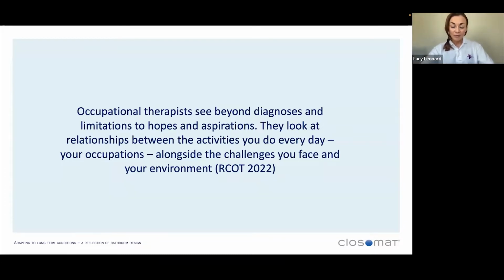Occupational therapists, and this is really important, see beyond diagnoses and limitations to hopes and aspirations. Occupational therapists look at the relationships between the activities you do every day, which are your occupations, alongside the challenges you face and your environment. And I really like that definition, because as an occupational therapist, I think it's really important to understand somebody's diagnosis, because maybe reading their medical history or understanding from the referral what their diagnosis is, you can get to build a little bit of a picture of the challenges that they may face.